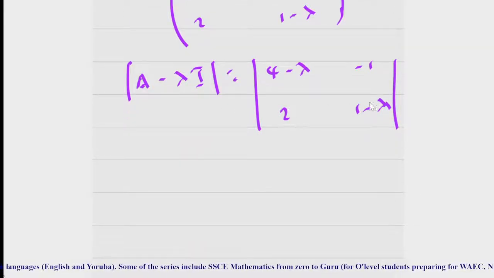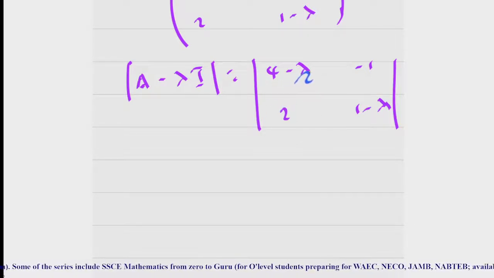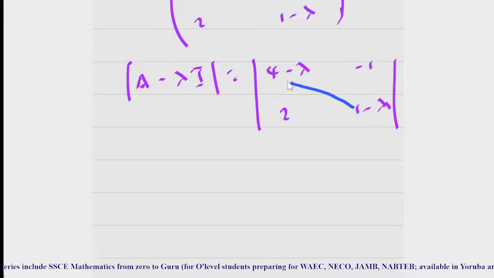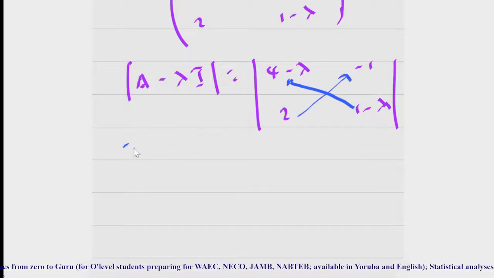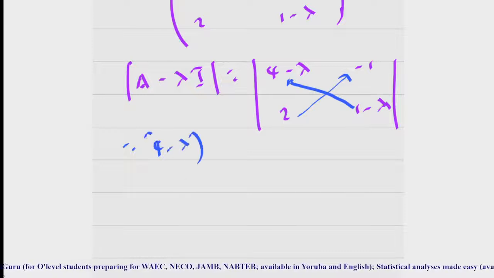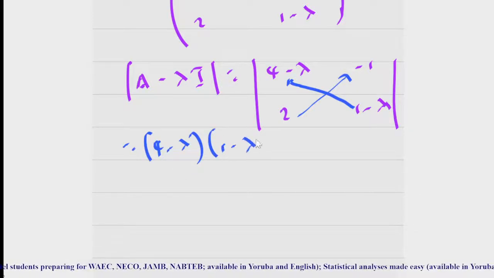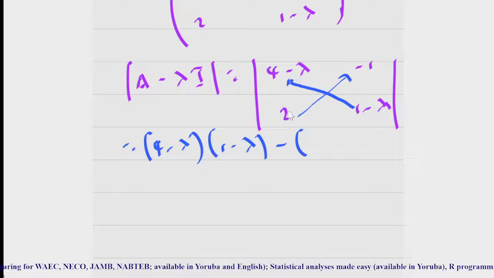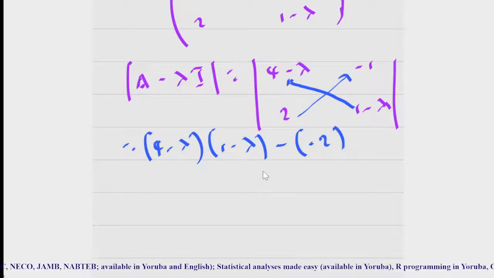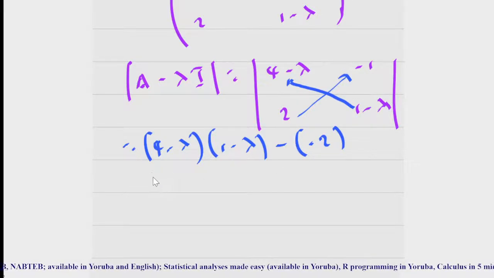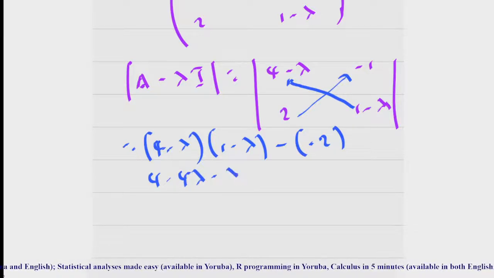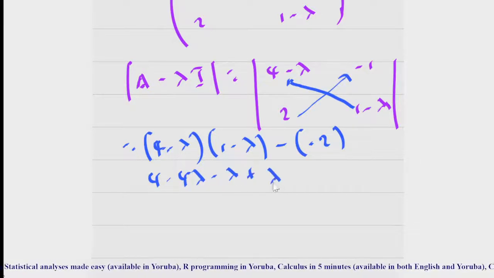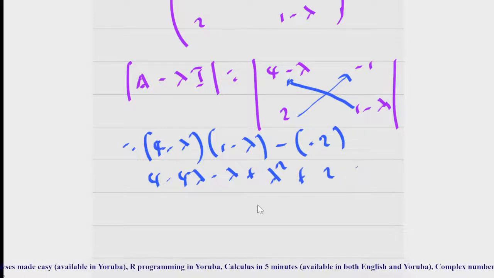Don't forget how you find the determinant of 2 by 2 matrices. What you are going to do is what? Multiply this guy with this guy minus this guy with this guy. So this is going to give me (4 minus lambda)(1 minus lambda) minus 2 times minus 1, minus 2. I hope you understand. So if you open the bracket, I'm going to have 4 minus 4 lambda minus lambda plus lambda square plus 2.